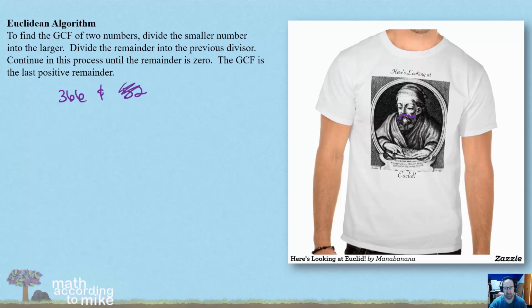I don't think I like 52. 54? That's better. So what you do is you take the smaller number, 54, and divide it into the larger number, 366. Now, if you want to use your calculator, that's fine. You can just use long division. I think 6 will work. I don't know if 7 works, but I think 6 works.